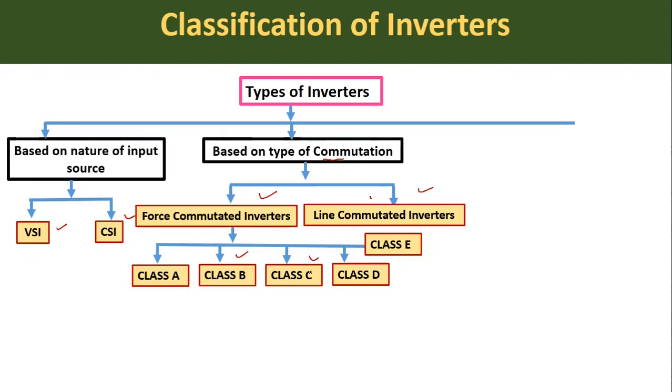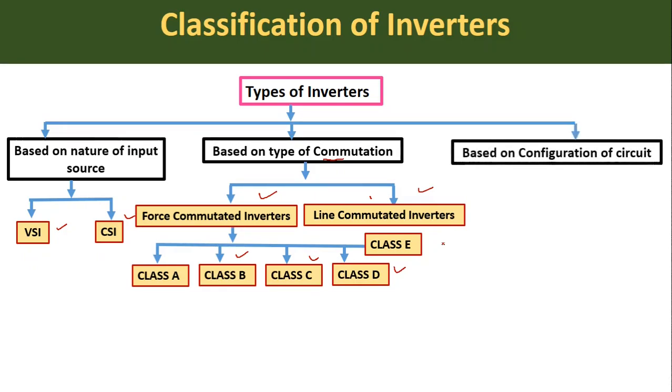In the class C commutated inverters, a capacitor or LC circuit is switched by a load carrying SCR, whereas in the class D commutated inverters, a capacitor or LC circuit is switched by an auxiliary SCR. In the class C commutation, we use external pulse commutation.